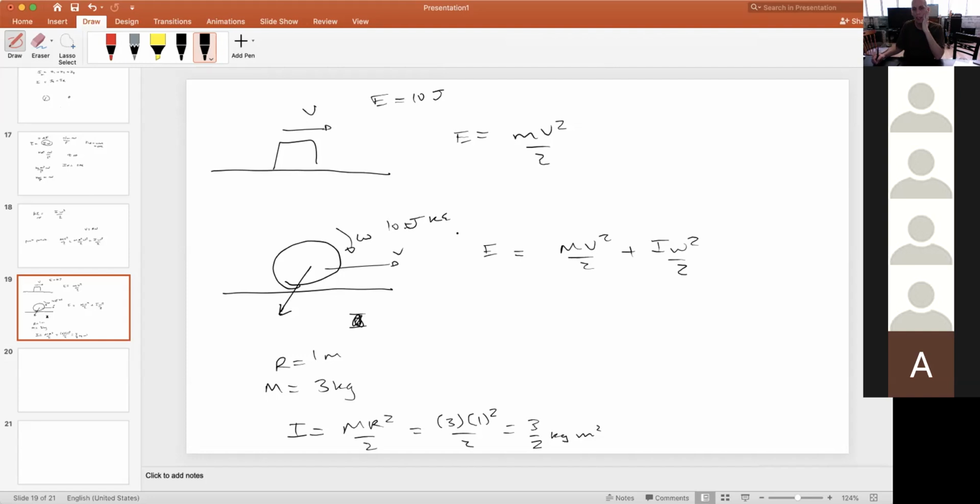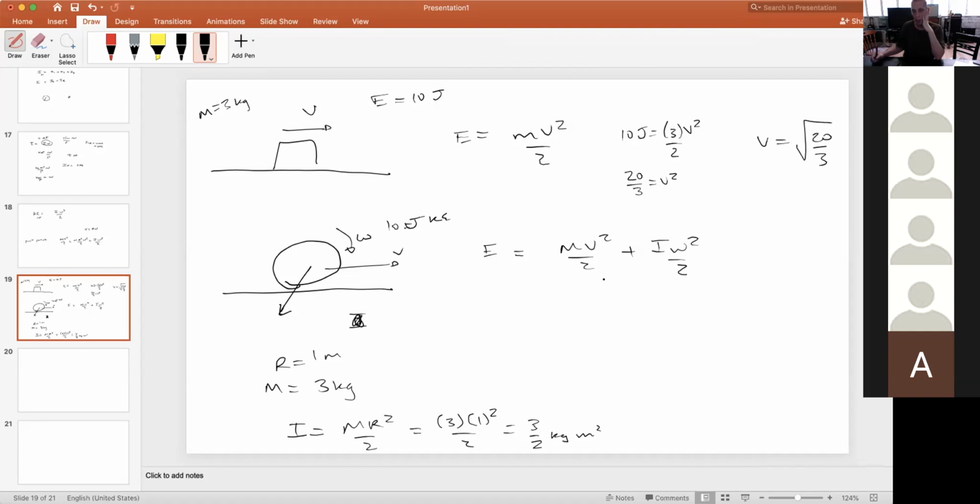That means E is 10 for both of them. If this is 10, and let's say their masses are the same, this guy would have 10 joules is 3 times v squared over 2, or 20/3 is v squared, or v is equal to square root of 20 over 3.